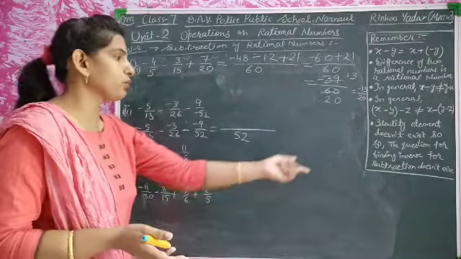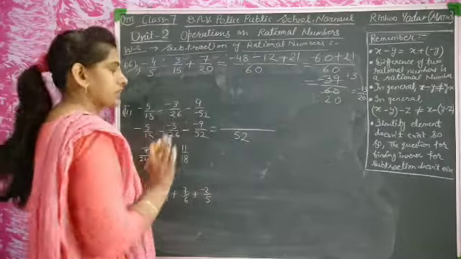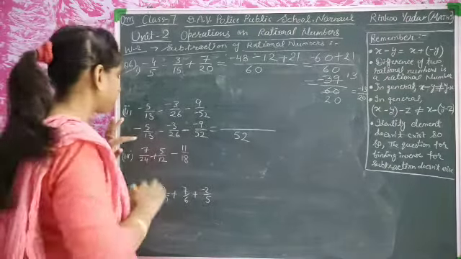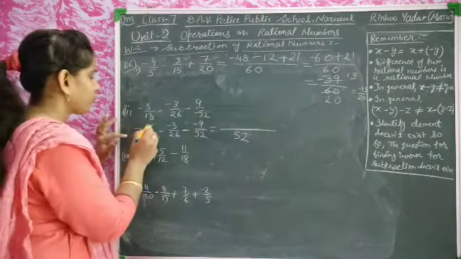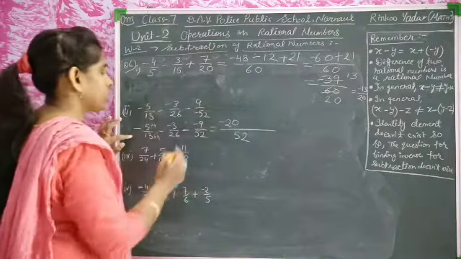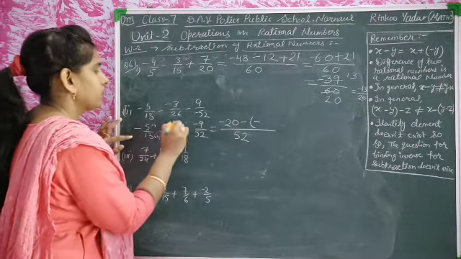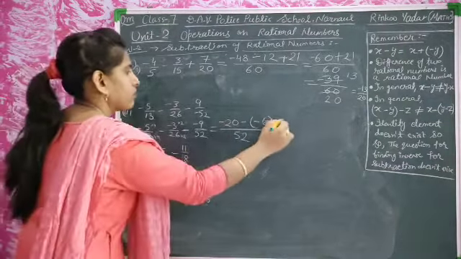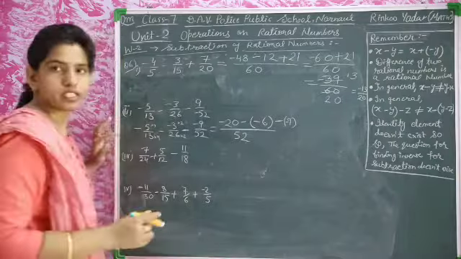So there is no need to write down the table. 52 is the greatest number and it is divisible by all the denominators. So it will be the LCM. Now 13 is multiplying by 4, so 4 is multiplying in the numerator also. This will be minus 20 here, and minus, then again minus, and what will we multiply here? 2. Same in the numerator also, that becomes minus 6, and 52 is the same here. Is it clear?